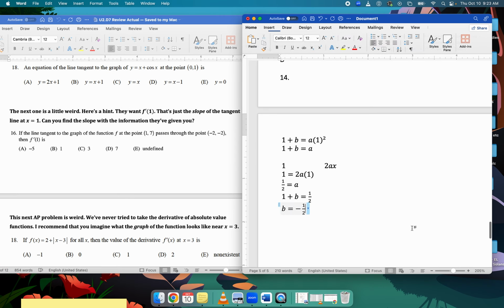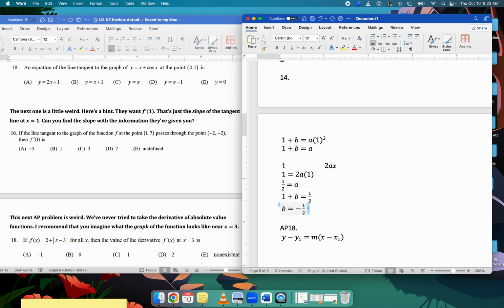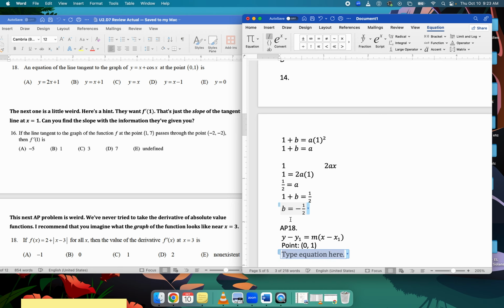Number 18, an equation of the line tangent to the graph... okay, tangent line equation. What do you do? Oh, this is AP 18. So I need y minus y1 equals m times x minus x1. What is my point? Oh, I know what the point is. It's 0, 1. They gave you the y-coordinate here. They could have just told you x equals 0 and you could find the y-coordinate yourself, but whatever. So I already know the point. It's 0, 1. That's great.